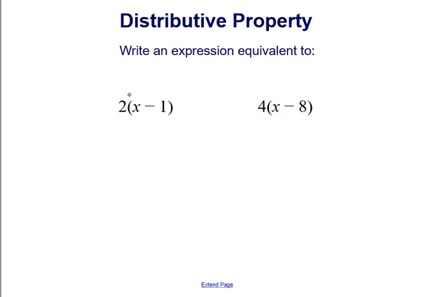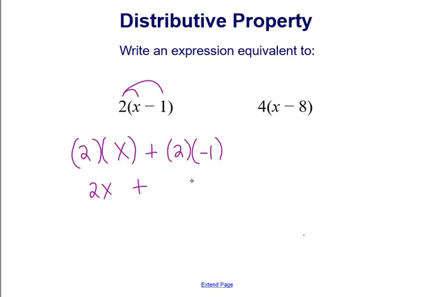So we'll multiply with the first problem, for example, the number on the outside to every term on the inside of the parentheses. We're multiplying them together. So that will give us 2 times x, and then plus, we would have 2 times negative 1. So that would simplify to 2x plus negative 2, which is just 2x minus 2.